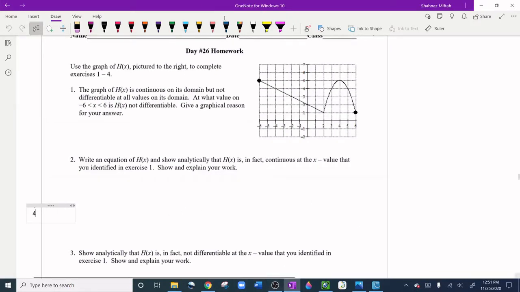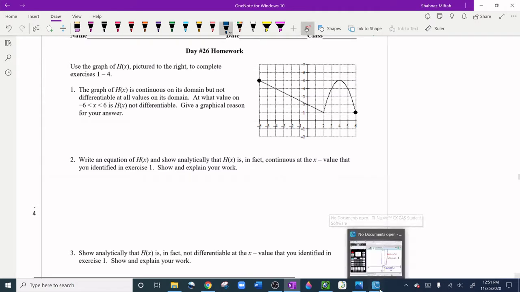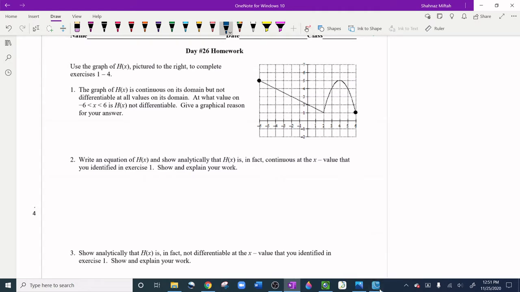In this video, we are going to work on homework day 26. It says use the graph of each h(x) pictured to the right to complete exercises 1 through 4. The graph of each h(x) is continuous. You can tell it's continuous: no breaks, no holes, no jumps on its domain, like on the x-axis, but not differentiable at all values on its domain.